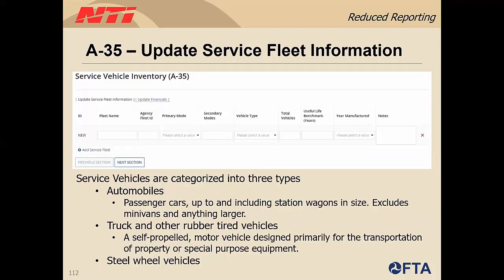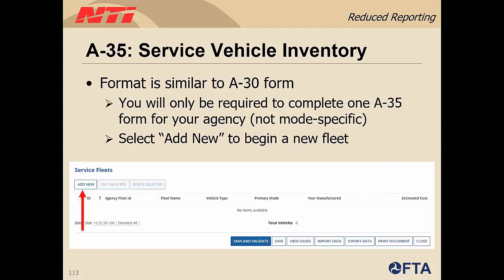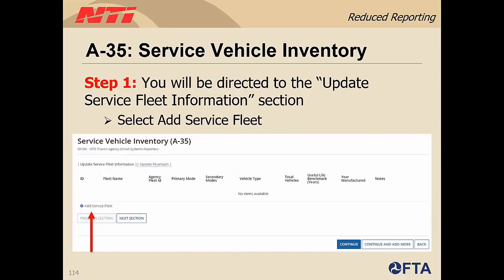Similar to the 830 form, you can group service vehicle fleets by vehicles that are identical across all specifications. Service vehicles are grouped into 3 vehicle types: automobiles, trucks and other rubber-tired vehicles, and steel wheel vehicles. This form is not specific to mode, so you will only be required to complete one 835 form. To add a new service fleet, first click Add New. Then click Add Service Fleet at the bottom left-hand side of the form.